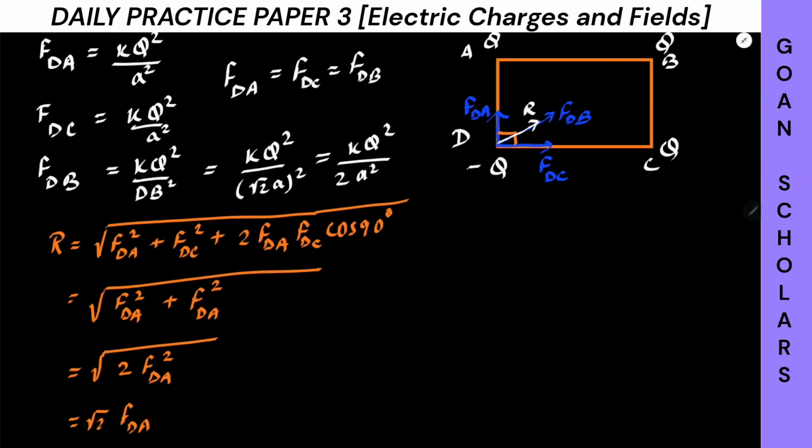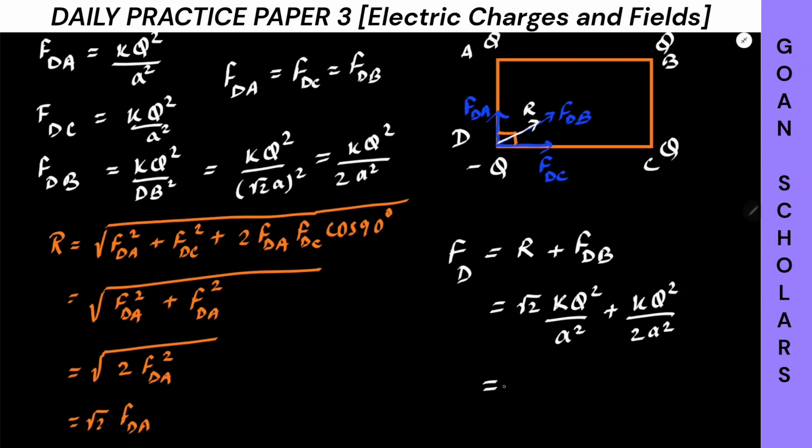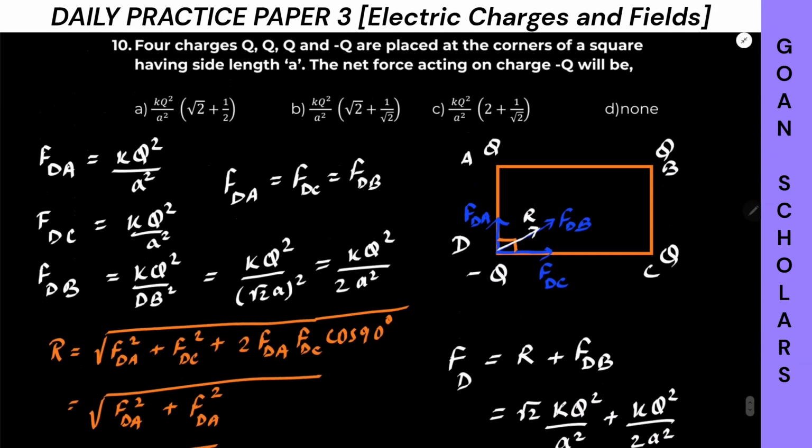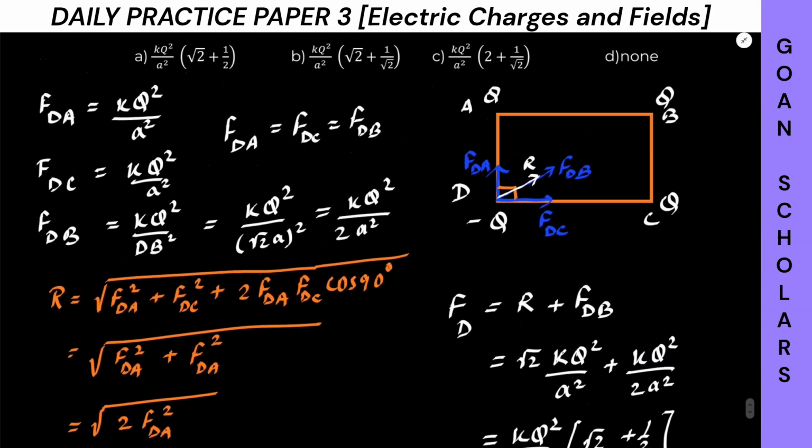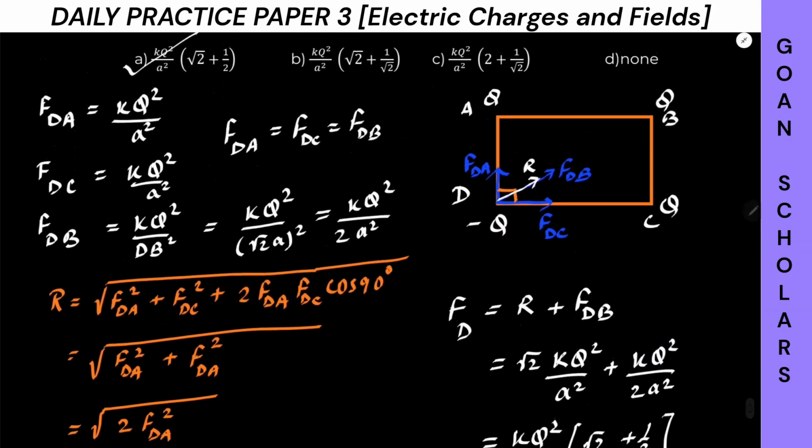When we add them directly, if theta is 0 degrees, if both the vectors are inclined along the same direction, so net force F acting on D will be equal to the resultant of the two. Resultant means the sum of these two, FDA and FDC, plus the net force acting along DB. So resultant of this is root 2, and what is FDA? That is KQ square by A square plus KQ square by 2A square. So let's take KQ square by A square common and we are left with root 2 plus half. Let's see if we have such an option here. So root 2 plus half KQ square by A square. Yes, that's option A for question number 10. That's our paper 3.